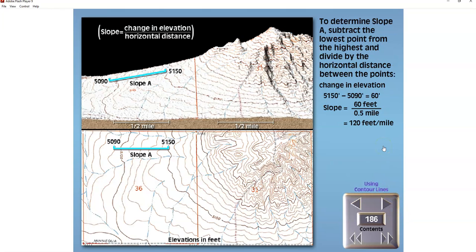To determine slope A, subtract the lowest point from the highest and divide by the horizontal distance between the points. Change in elevation, 5,150 feet minus 5,090 feet equals 60 feet. Slope equals 60 feet divided by 1/2 mile equals 120 feet per mile. Just remember when you divide by a half, that's like doubling the numerator, the top. So double 60, that's how they got the 120. So they're going to ask us to do the other slope, slope B.